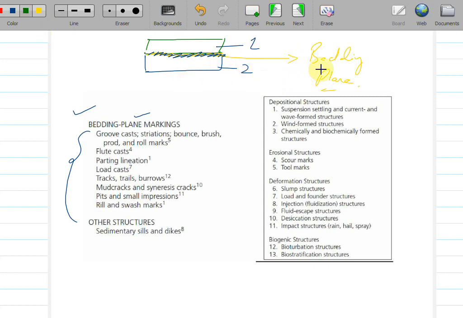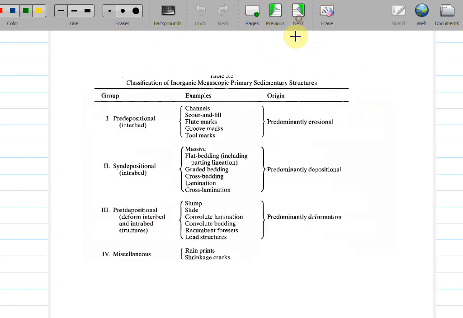Okay. So this is your bedding plane. Whatever structures are found in this bedding plane are your bedding plane markings. This we will be discussing today also. This is again a different chart I have taken from Richard Selley's book. This is just basic. It shows what type of structures these are.